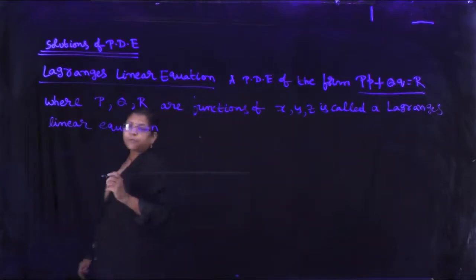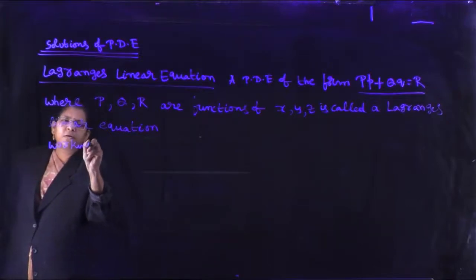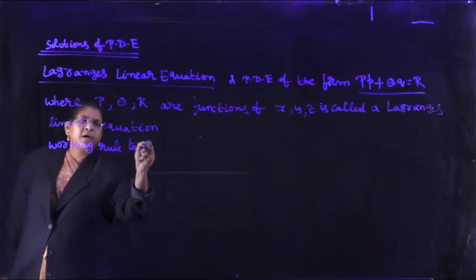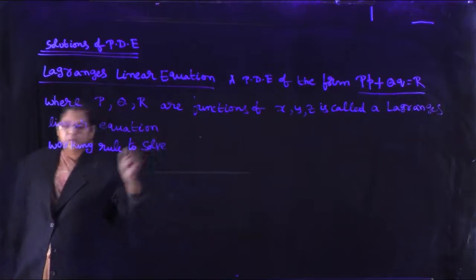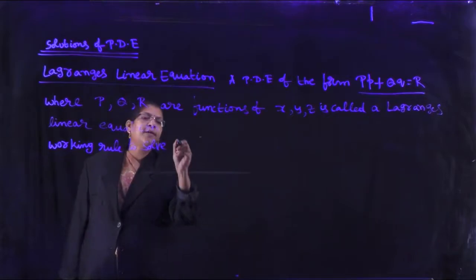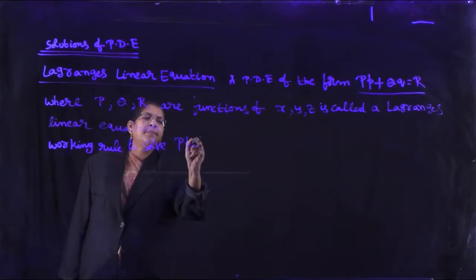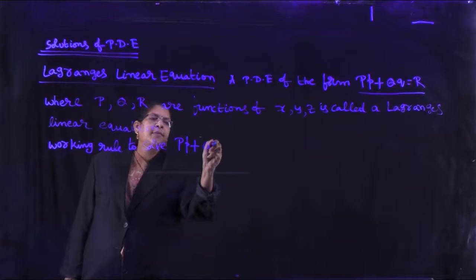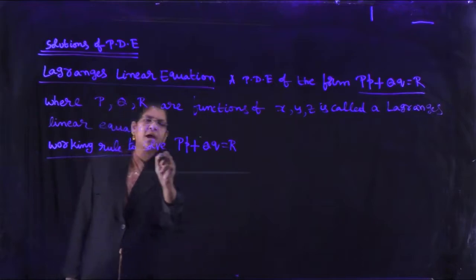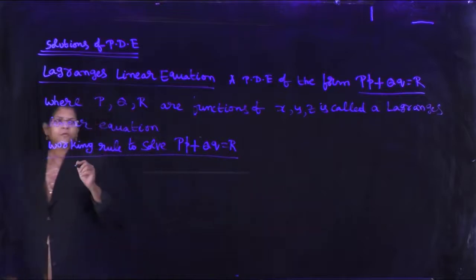Okay. Now, working rule to solve Lagrange's linear equation. What is Lagrange's linear equation? Capital P into small p plus capital Q into small q equal to R. So working rule to solve capital P into small p plus capital Q into small q equal to R.